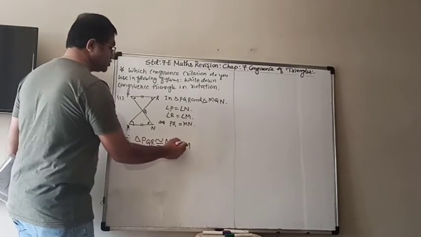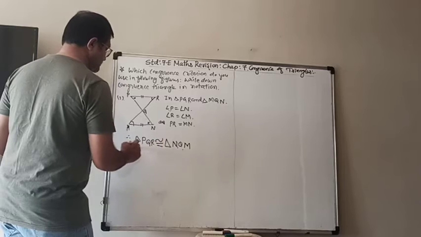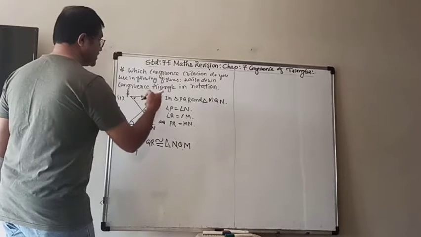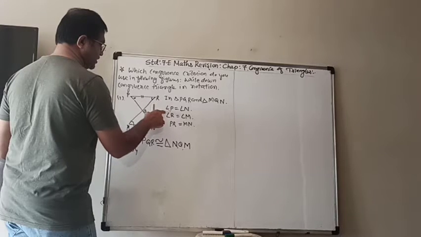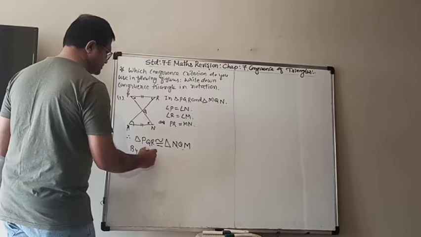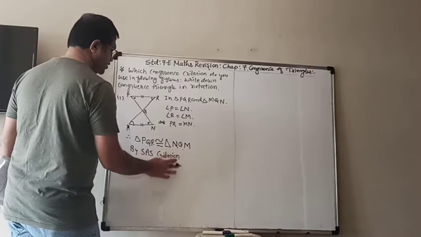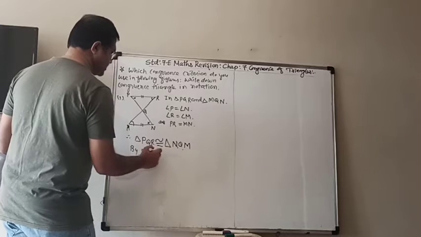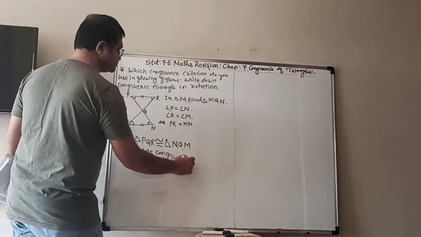So the remaining Q will be in the middle. Which criteria did we use here? Angle, side and angle. Two angles and the included side. So by SAS criteria, or you can write SAS congruence rule.